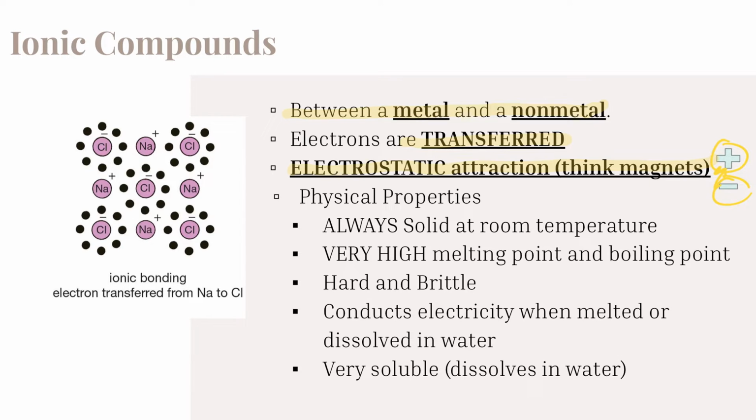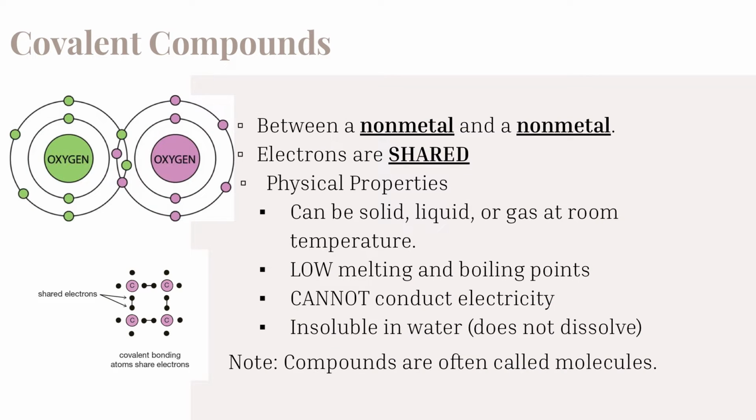Covalent compounds are between a nonmetal and a nonmetal. The electrons are shared. Their physical properties are that they can be solid, liquid, or gas at room temperature. They have low melting points and boiling points, cannot conduct electricity, and are insoluble in water, so it doesn't dissolve. Covalent compounds are often called molecules.